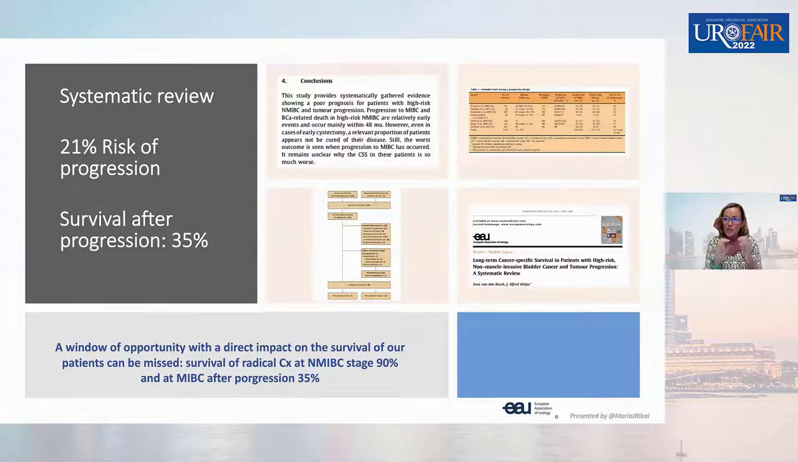But probably the most tricky thing is that if we allow patients with non-muscle invasive disease to progress to muscle invasive disease, then we are changing the overall survival of 90% that we would be able to obtain doing an early cystectomy to 35%, because those patients with muscle invasive disease that comes from non-muscle invasive disease have a worse prognosis than those that are diagnosed with muscle invasive disease upfront. So we cannot lose this window of opportunity, because if we sit at our table waiting for them to progress, we are severely compromising their prognosis.